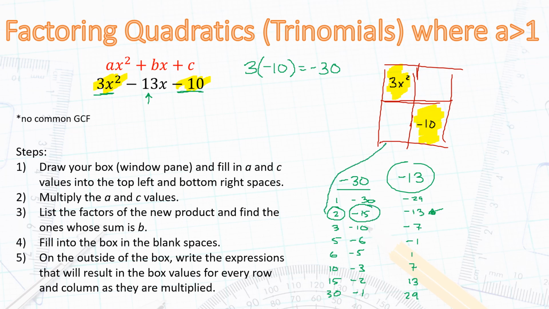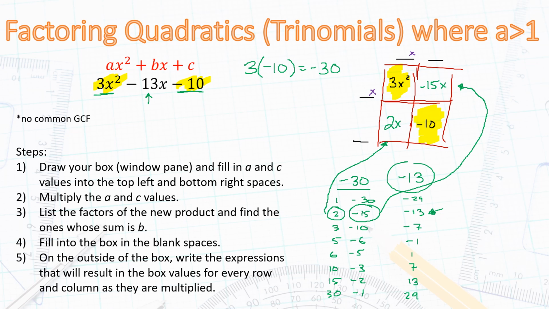They come up into the top right and bottom left boxes with an x. So 2x and minus 15x. So now the interior part of our box is completed. We need to fill in the rows and columns so that when you multiply them, you get what's inside of each box. So for example, 3x squared is going to be an x times an x, and then 3 times 1.